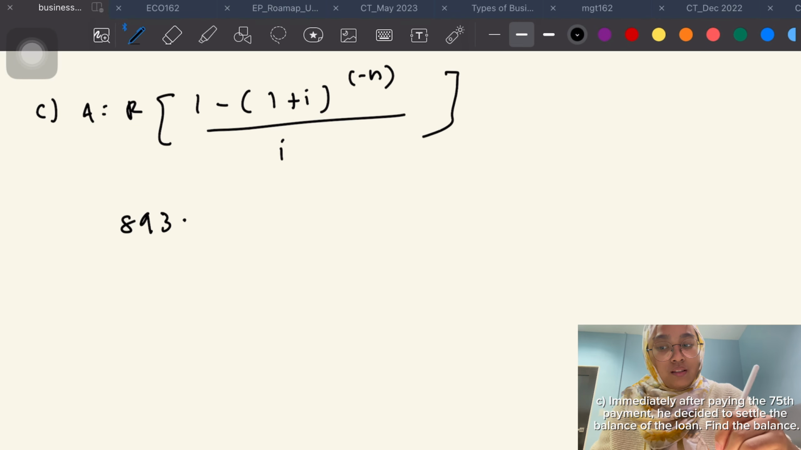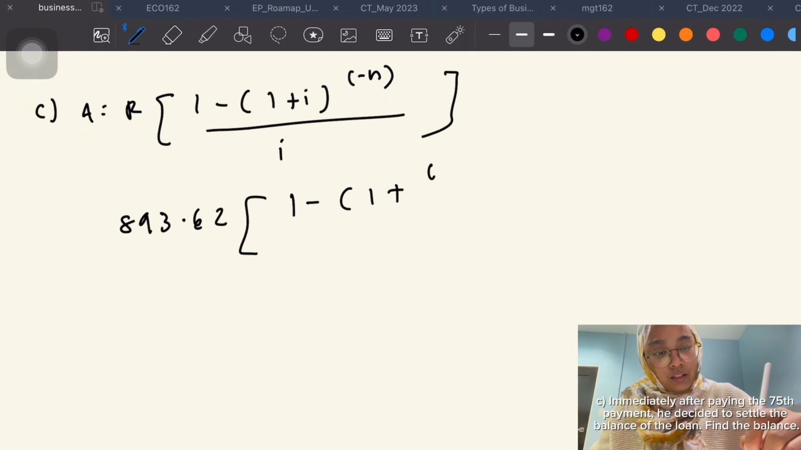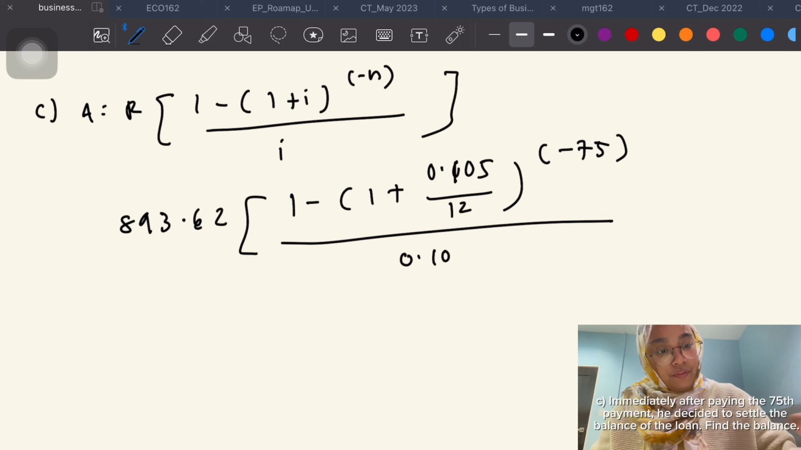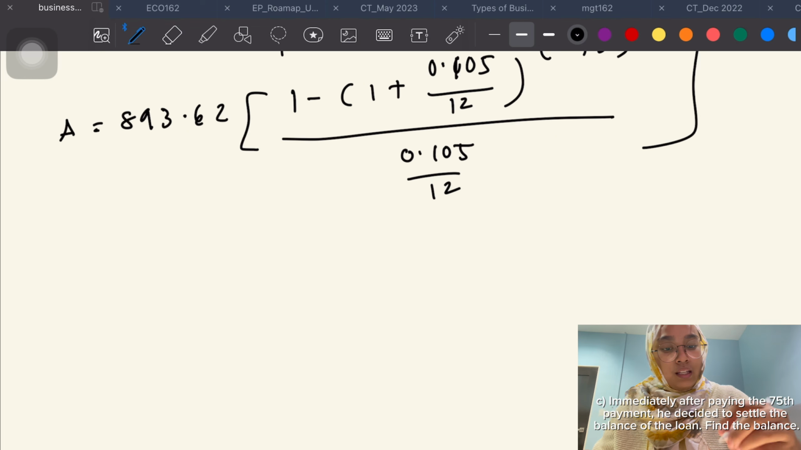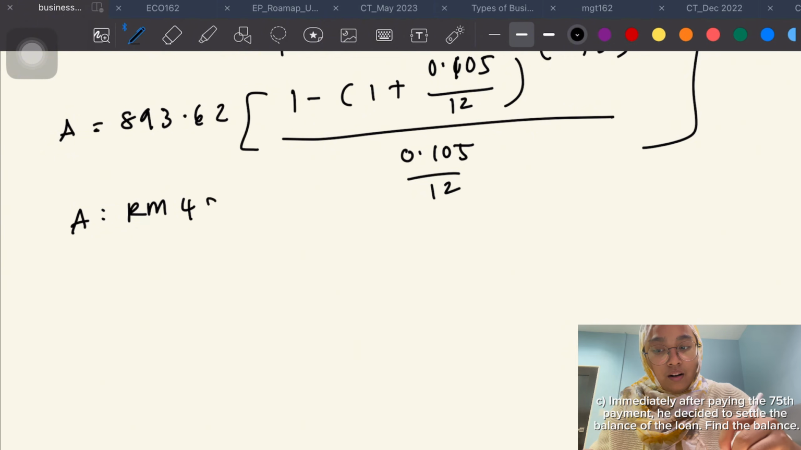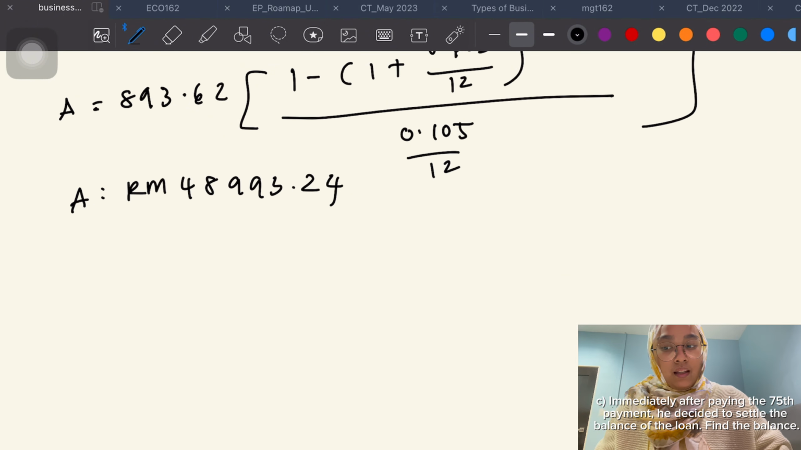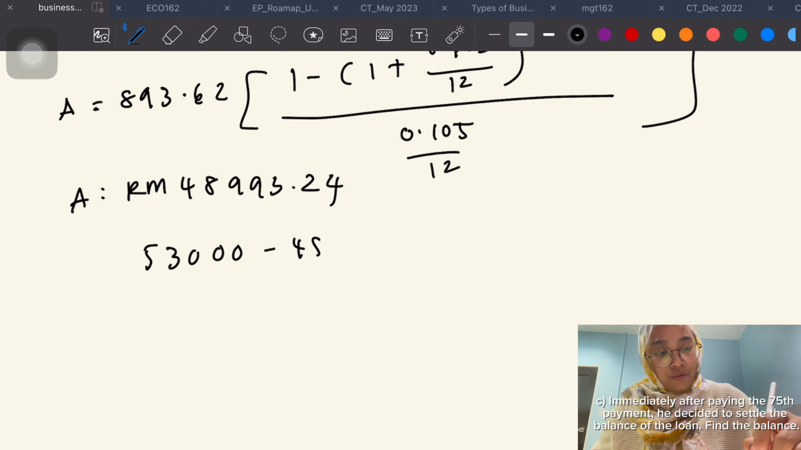What is our R again? 893.62, bracket 1 minus, 1 plus 0.105 over 12, power of negative 75, close the bracket. After you calculate all this, you will get A is RM 48,993.24. This is not the final answer. All you have to do is minus it with 50,000, and then you will get your final answer.